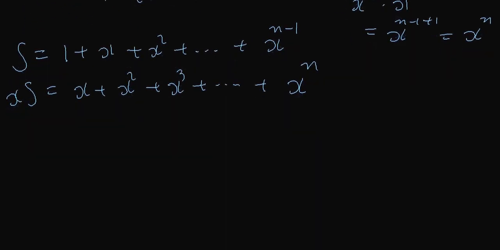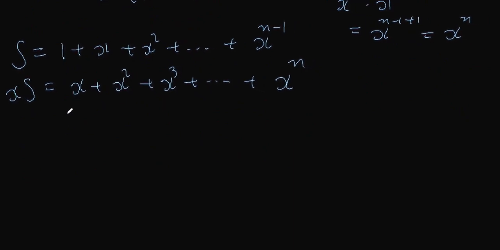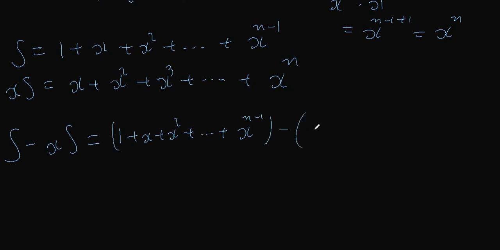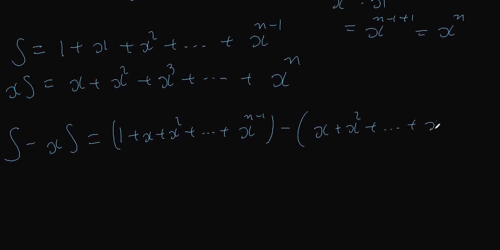So now the second step is to subtract x times s from s. So s minus x times s is equal to this sum here minus this sum. So that's equal to 1 plus x plus x squared plus up to x to the n minus 1, minus the second sum, which is equal to x plus x squared plus up to x to the n.